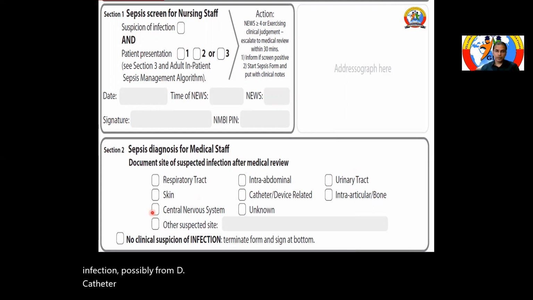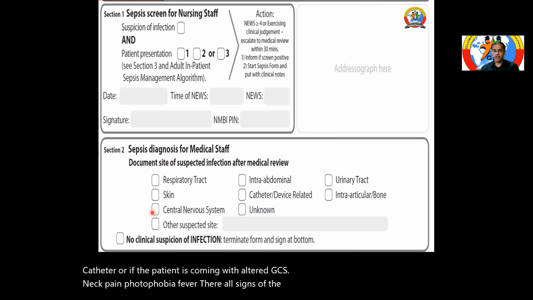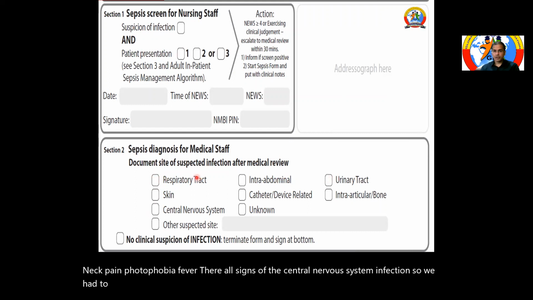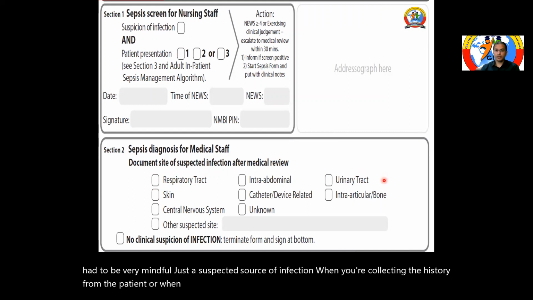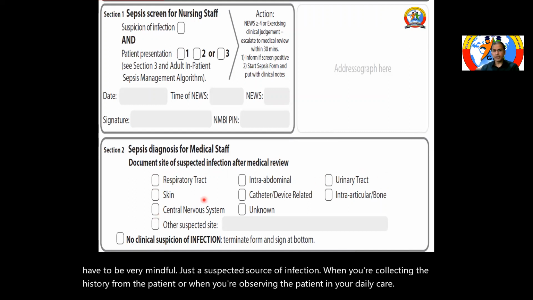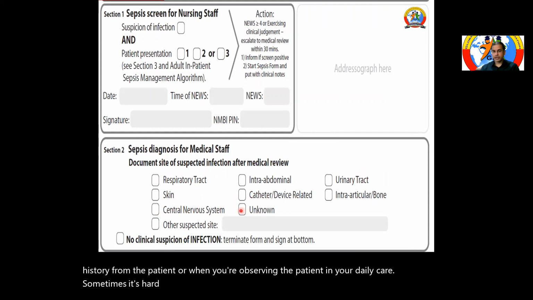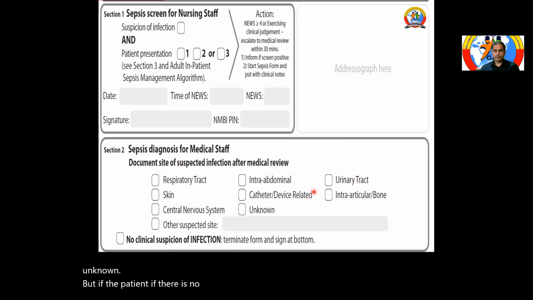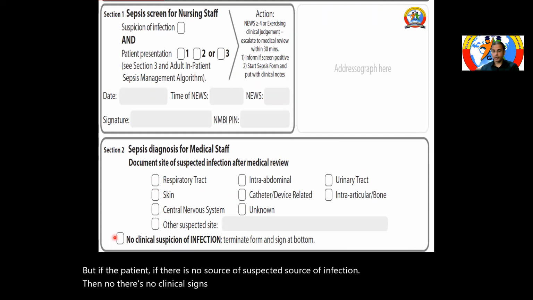Or if the patient is coming with altered GCS, confusion, neck pain, photophobia, fever, they're all signs of central nervous system infection. So we have to be very mindful to suspect the source of infection when you are collecting the history from the patient or when you are observing the patient in your daily care. Sometimes it's hard to identify the source of infection at the initial stage, so then it can be unknown. But if there is no suspected source of infection, if there are no clinical signs of infection, then no need to proceed with this sepsis pathway.